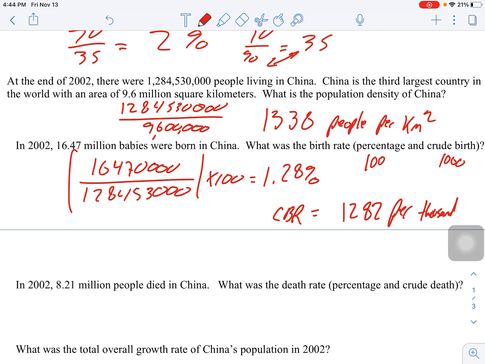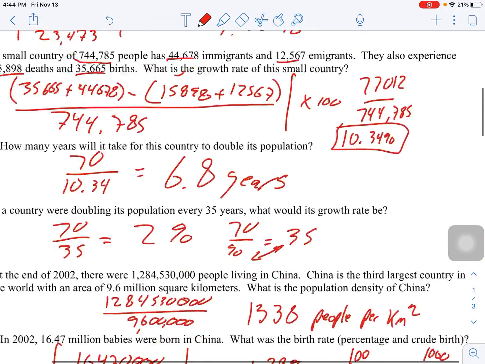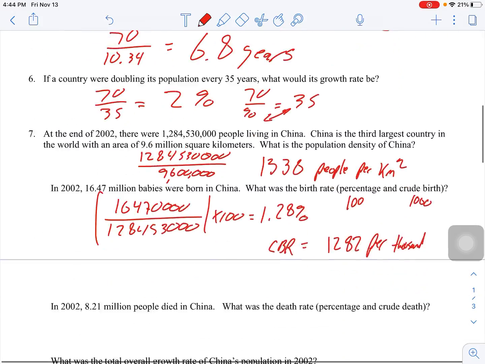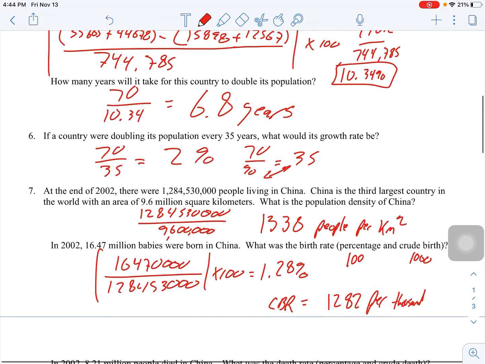All right. So that's our first page of this problem. And I'm going to end my video right here. I'll come back and do page 2 later.